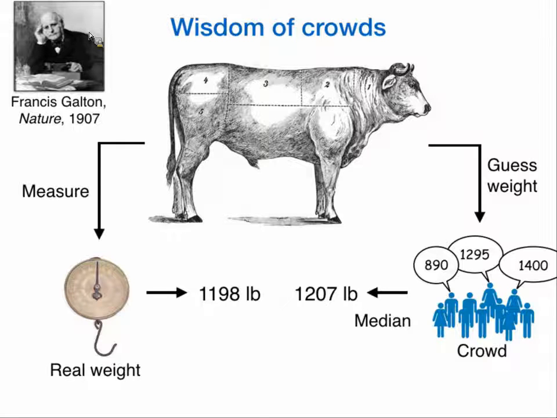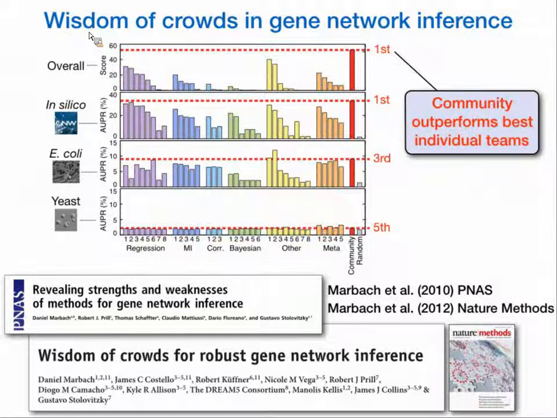1907 explored this idea. He was at a market and there was a competition where people could guess the weight of an ox. And he then found that the median prediction of the participants was actually very close to the true weight. And so we apply the same principle in these challenges and in genomics.